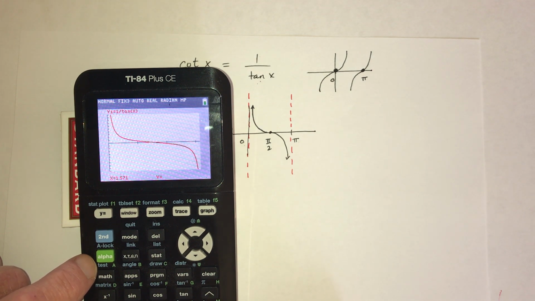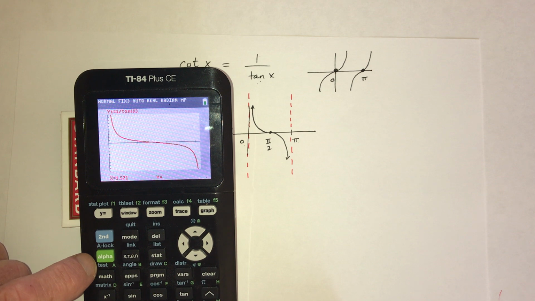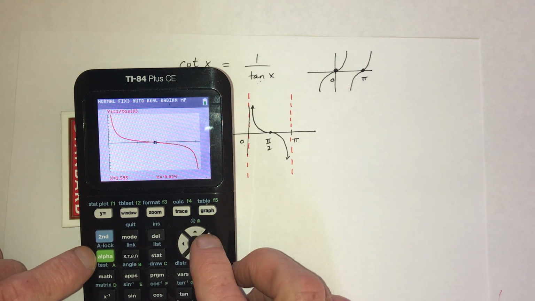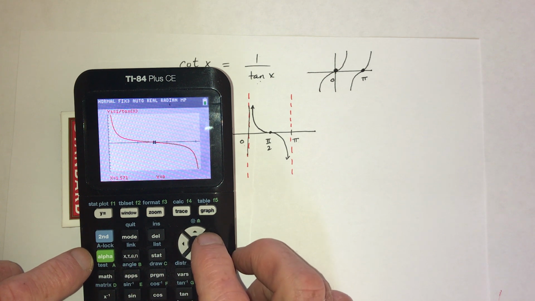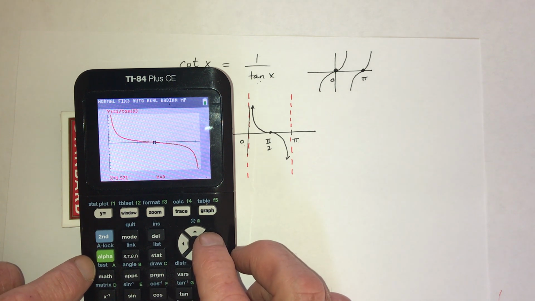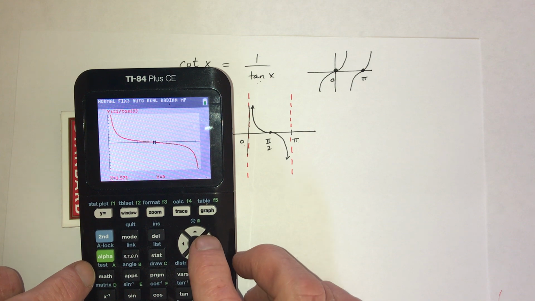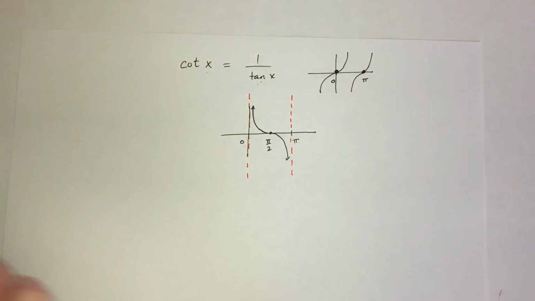It says that it is undefined. Oh, there it is. Now it says it's 0. Okay, not sure what the calculator is doing, but there's the graph.